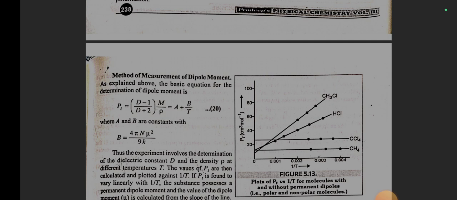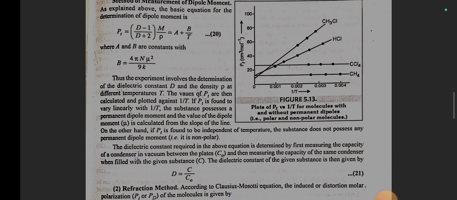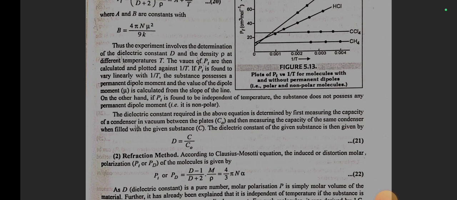Methods of measurement of dipole moment. As explained above, the basic equation for the determination of dipole moment is Pt is equal to (d minus 1) upon (d plus 2) into M by rho is equal to A plus B by T, A and B are constants. Thus, the experiment involves the determination of the dielectric constant d and the density rho at different temperatures T. The values of Pt are then calculated and plotted against 1 by T.